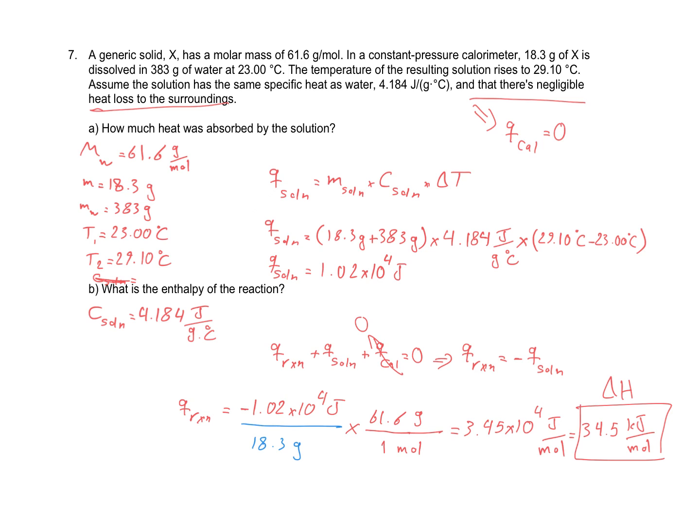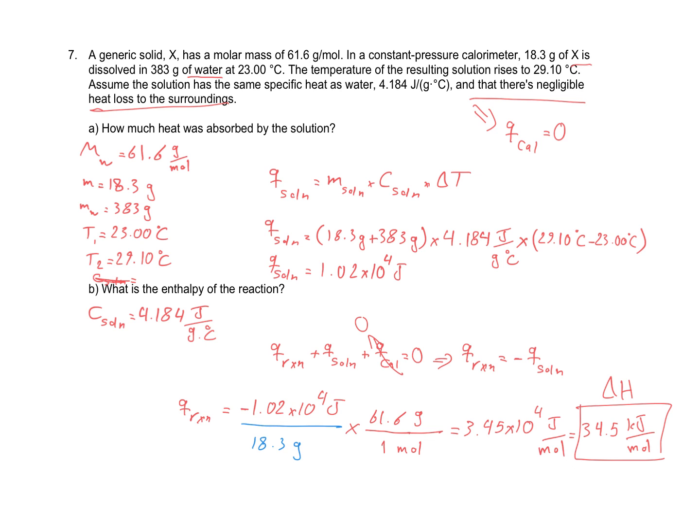Okay, the last question. So we have a solid, and we have the molar mass. So the molar mass of the solid is 61.6. In a constant pressure calorimeter, we have this mass, 18.3 gram of the compound, dissolved in 383 gram of water. You see, this is the thing that you have to be careful about. This is the mass of water, not the solution. This is the mass of the solute.